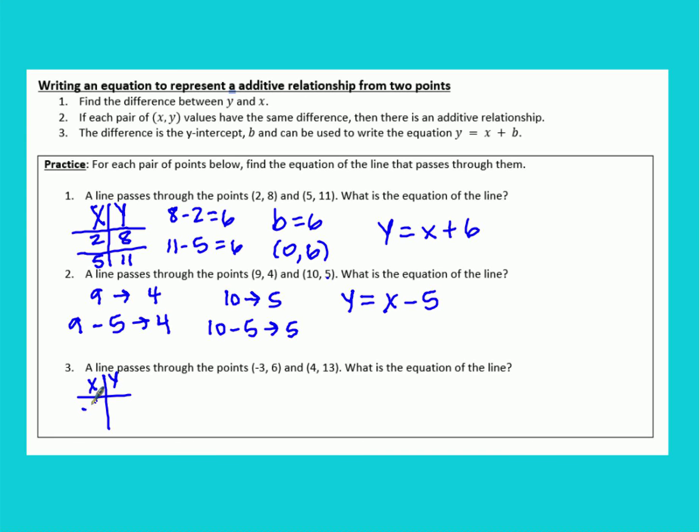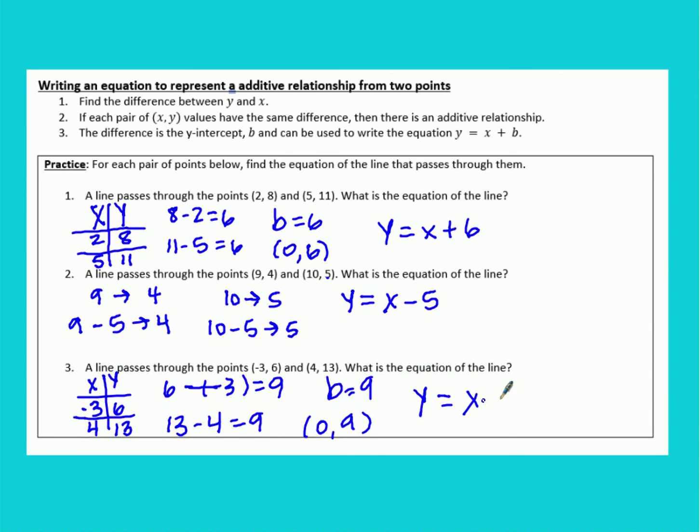So for this last one, we have x is -3, y is 6, and x is 4, and y is 13. So you find your differences. 6 minus -3, that's just the same as 6 plus 3, which is 9. And then 13 minus 4 gets us 9. So b would equal 9, or (0, 9) would be our y-intercept as a coordinate, and we would have y equals x plus 9. And you can see that for each x value you have, if you add 9 to it, you'll get your y value. So that's just one way you can test those out.